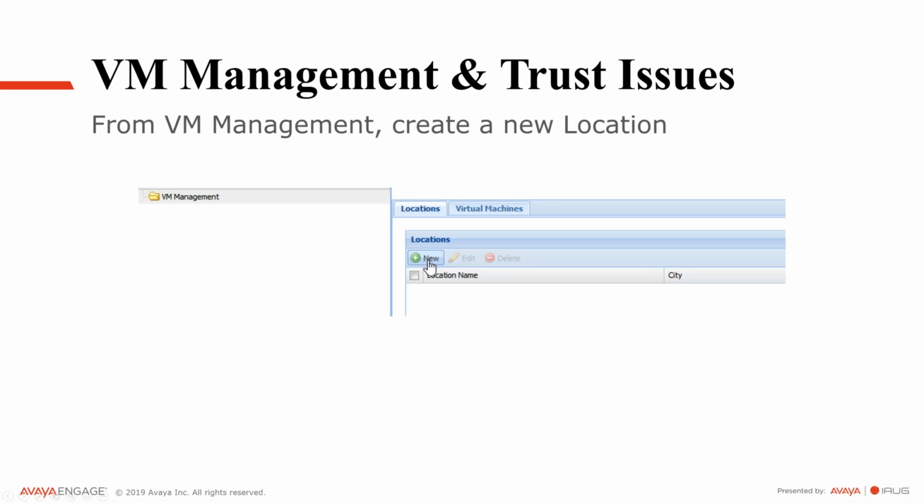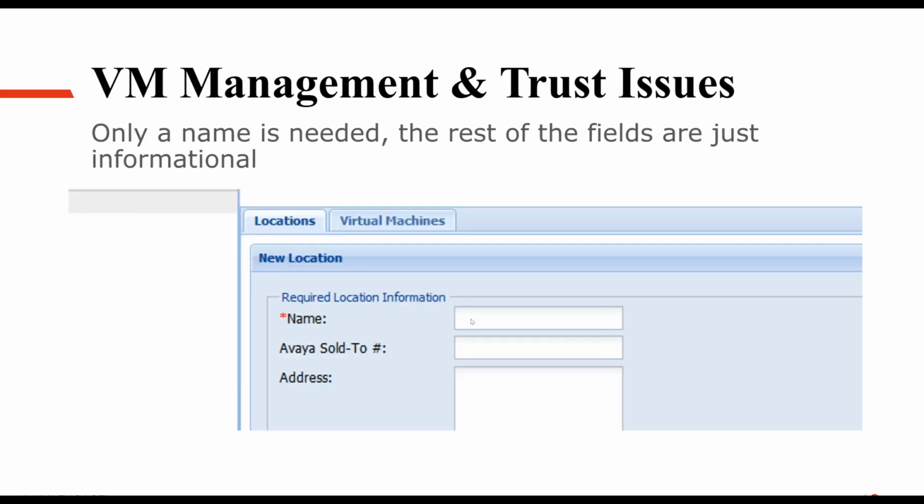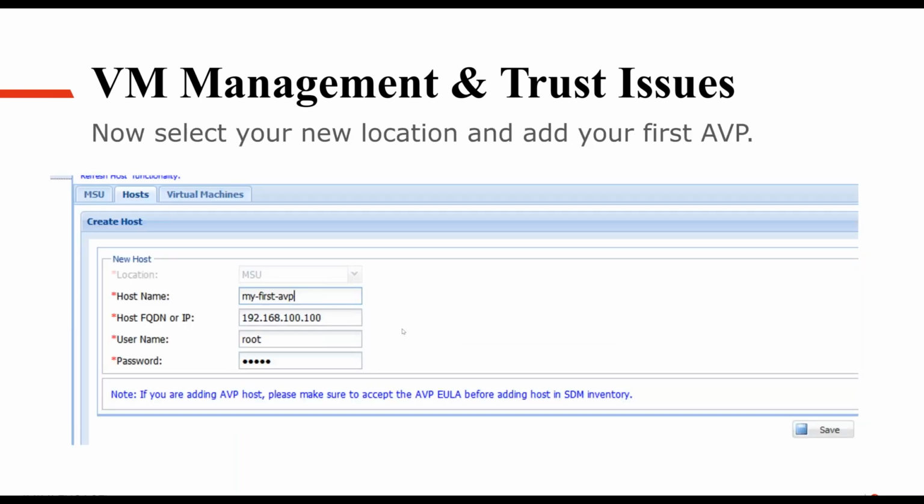Quick screen refresh. So we would click New, and then enter a friendly name for that device. And the name's all you need. You can put as much information in here as you want if you've got a very elaborate system, but you only need a name for the location.